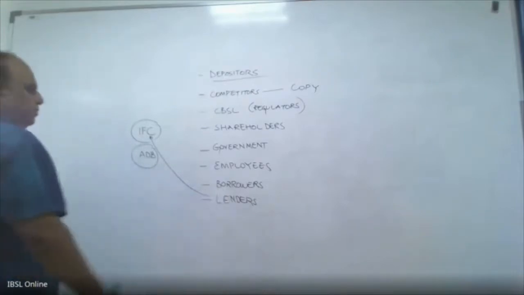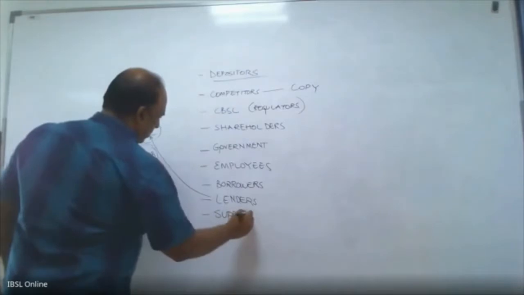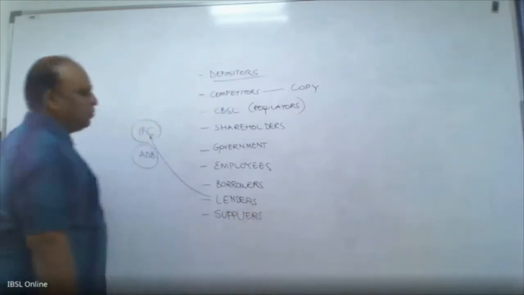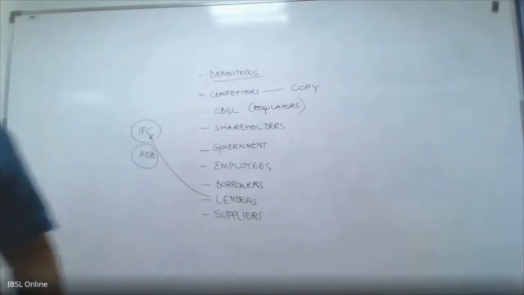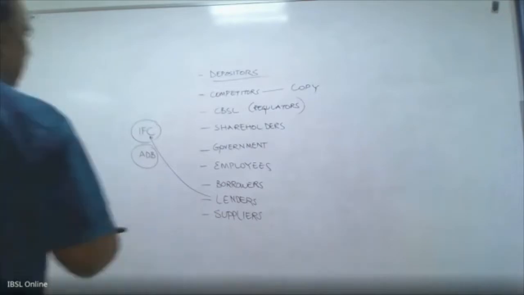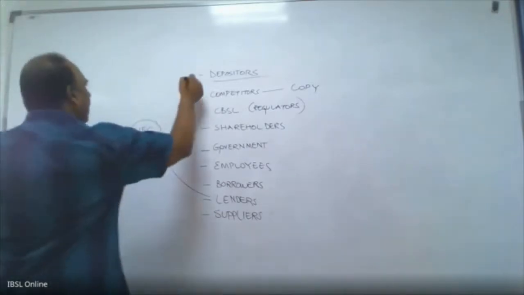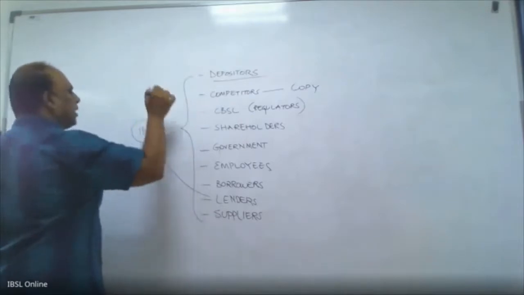Who else? You can have suppliers, right? Most of the banks are run with stationery, furniture, computers. Some of you hire or rent buildings from other people. So all those are suppliers. So you can have a huge list like this, right? In detail you can go.